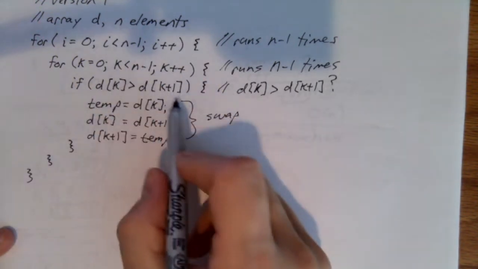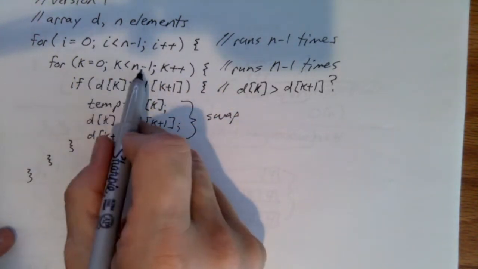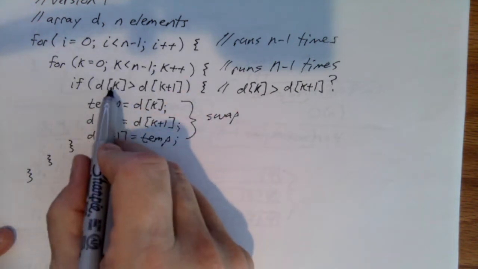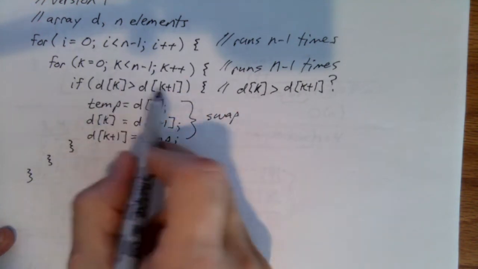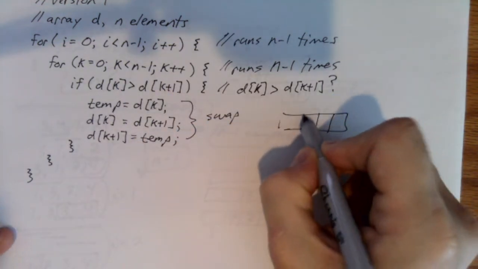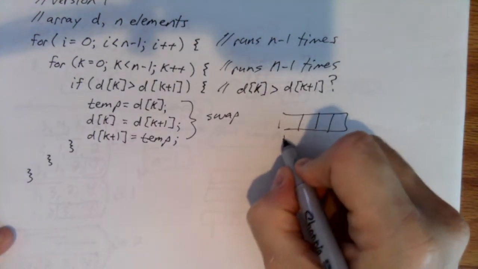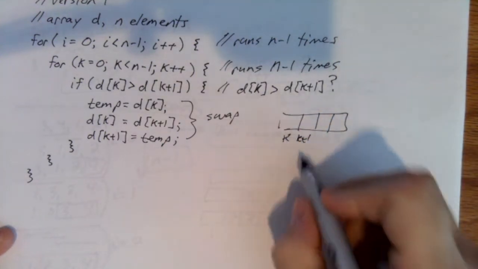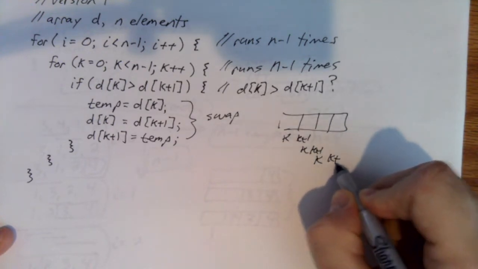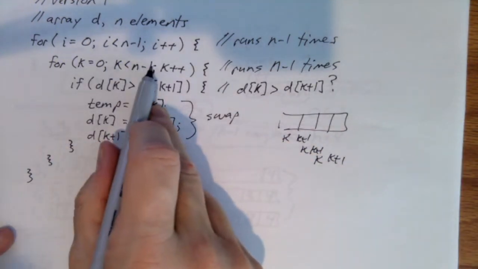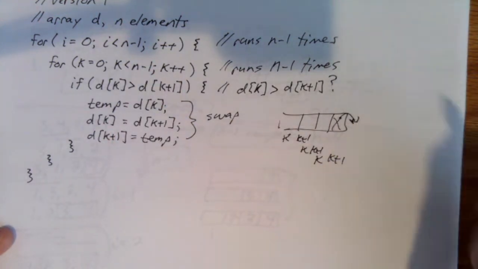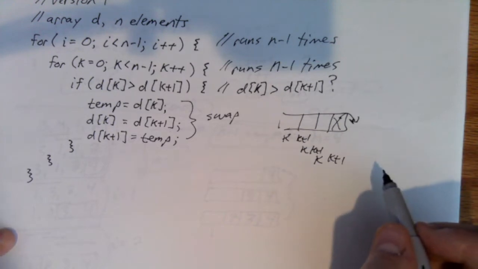That's how it works. Okay? So why is this going from 0 to n minus 1? We know there's n elements. Why is this not run n times? Well, we're always asking about the left element to the right element. So if we have four things, like we did before, we have k here, this is k plus 1, then we have k here and k plus 1, k here, k plus 1. If this loop actually ran n times, then finally we would be comparing this value to what's to the right of it, which would be wrong.